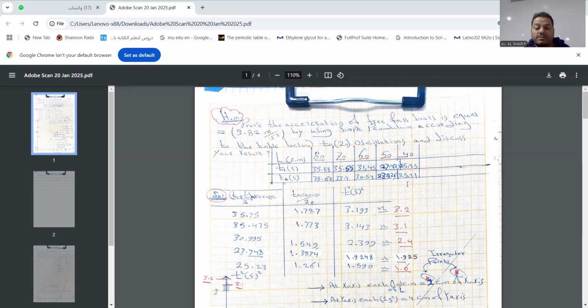Today I'll try to explain how we can solve the last homework correctly. I'm talking about the simple pendulum experiment. Many students asked me about how the question will be.